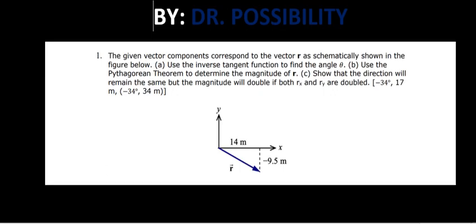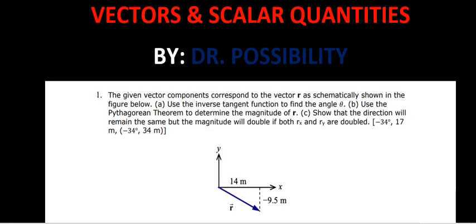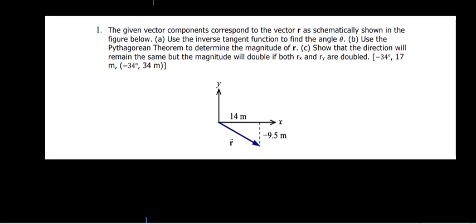Okay, so the first question is simply saying the given vector component corresponds to the vector r as shown. The first question says to use the inverse tangent function to find the angle.